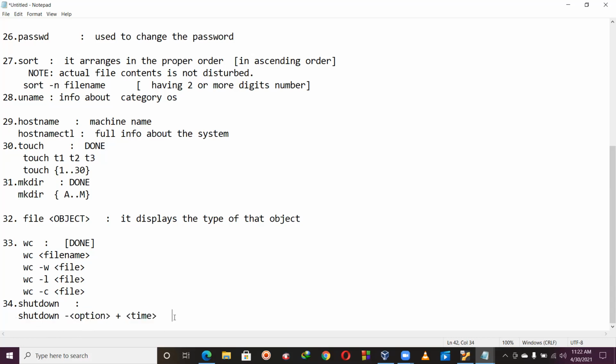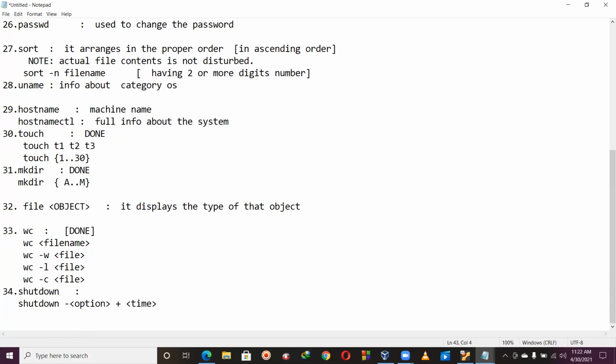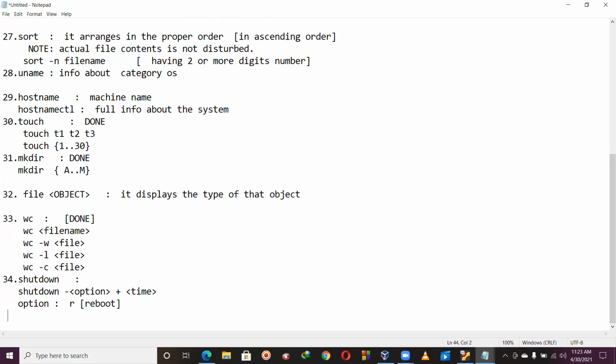What is the option here? Option means, suppose, for example, r. r means reboot. Reboot. And time means, suppose I'm giving 5. What is the meaning of this? In minutes. In minutes. Okay. So what happens?